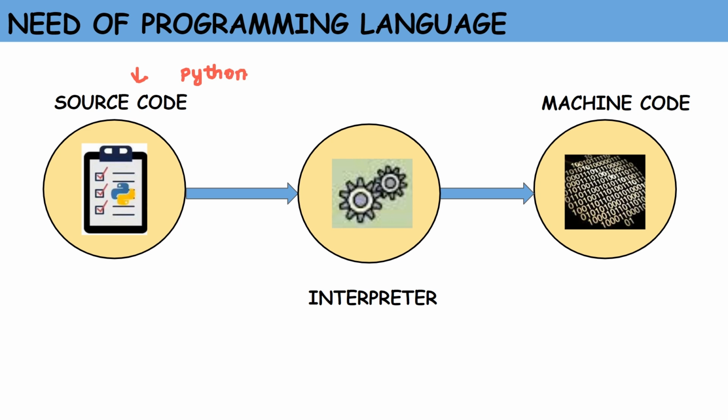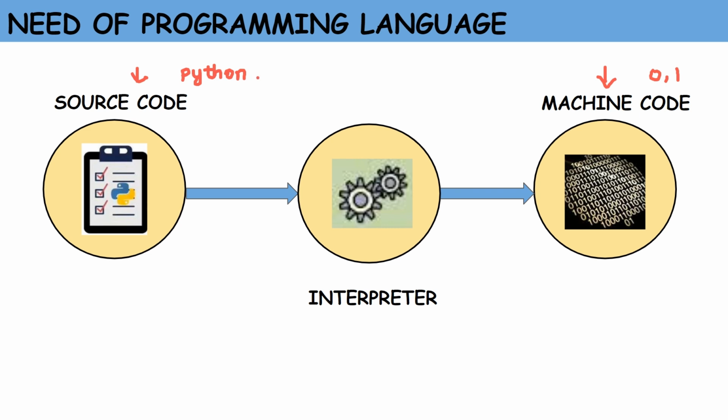But we know that computer understands the language of zeros and ones, which is called machine language or low level language. However, it is difficult for humans to write instructions using zeros and ones. And that is why high level programming languages like Python, which are easier to understand by humans, were developed.